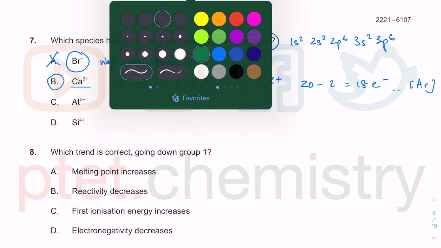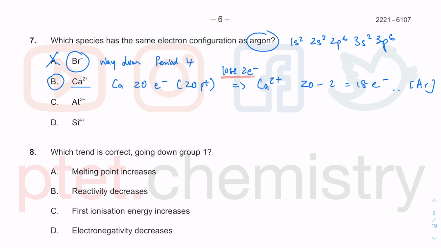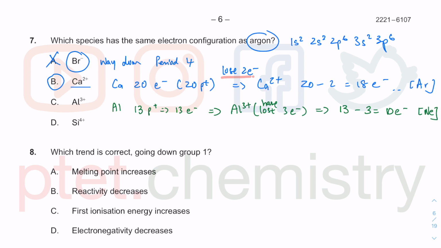Of course, since I'm doing tutorials, I'm going to go through all the options and prove to you they are incorrect. So aluminium started out with 13 protons and therefore 13 electrons as it is an atom. When you form Al3+, you have lost 3 electrons. So therefore we can think about 13 electrons minus 3. 10 electrons is the configuration of neon, not argon. Si4+ is a period 3 element. So just like aluminium, when you lose the 4 outer shell electrons, you're going to have neon configurations. Both of them do not have argon configuration there.